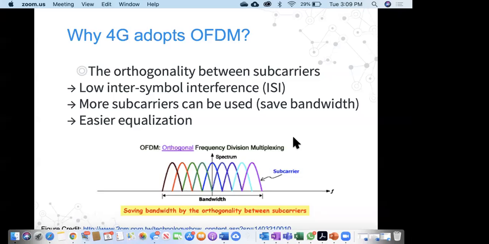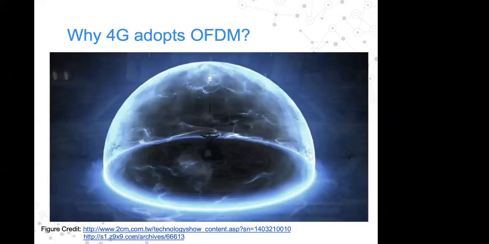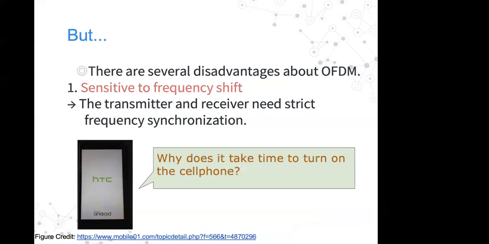So we need a strict synchronization. But even then, we adopted OFDM in 4G. Why did we adopt it in 4G? Because of the availability of your FFT and IFFT filter banks.